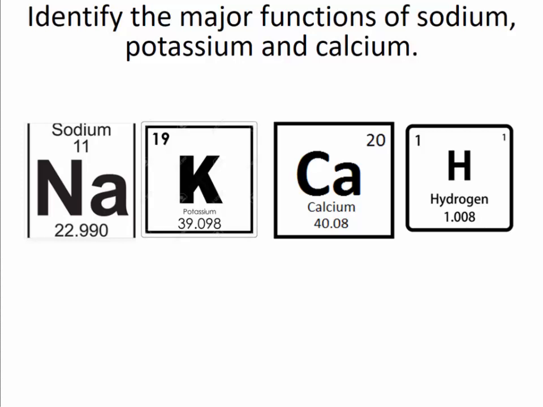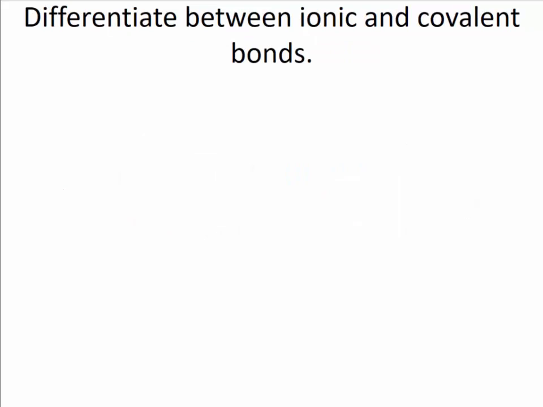Calcium is another cation in the body, primarily stored in bones, and its functions are in muscle contraction, nerve impulse, and cardiac function, like potassium, but it also plays a role in blood clotting. Hydrogen will come up later in this unit in terms of discussing acids and bases within the body and pH. Now that we've identified the major functions of these ions, let's move on to differentiate between ionic and covalent bonds.